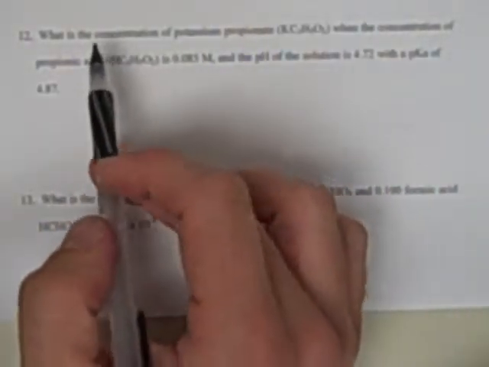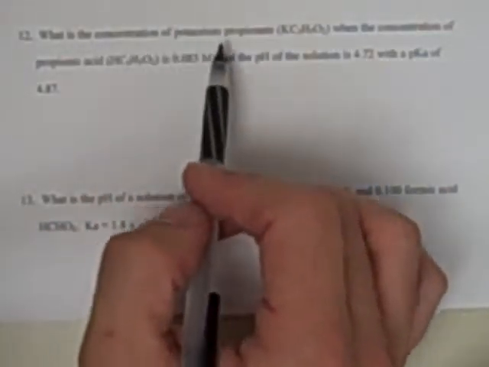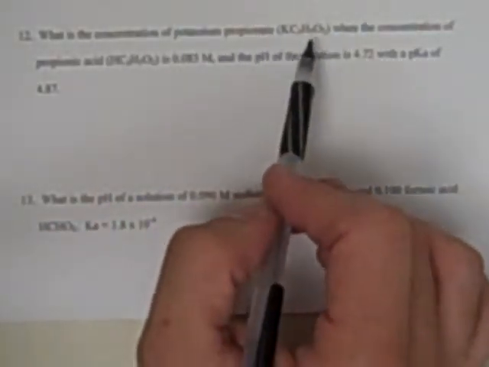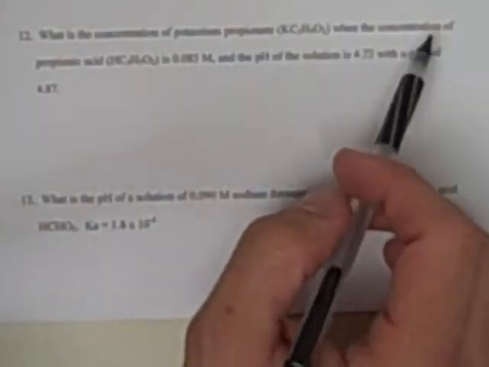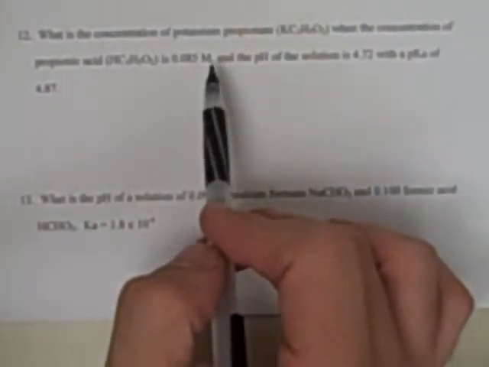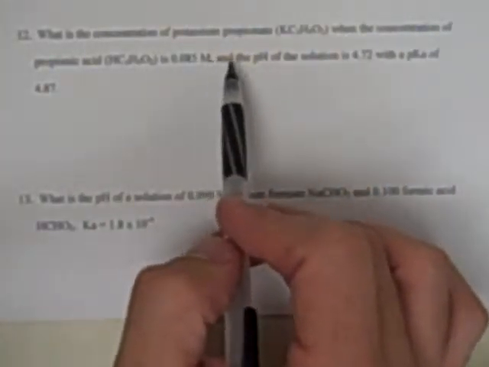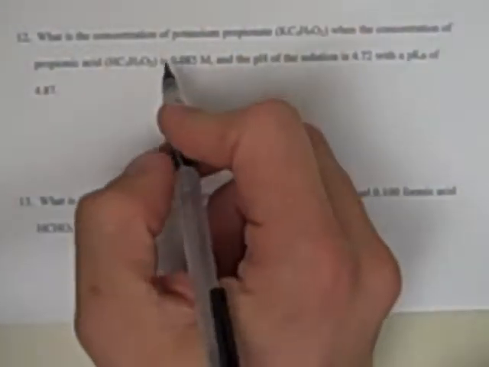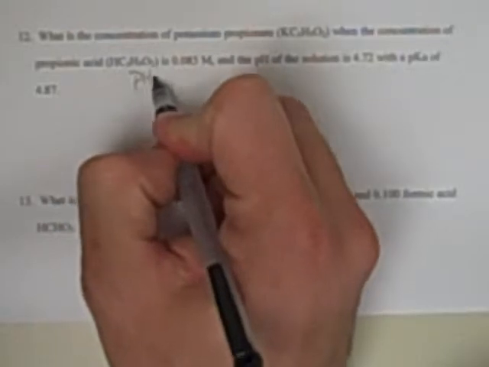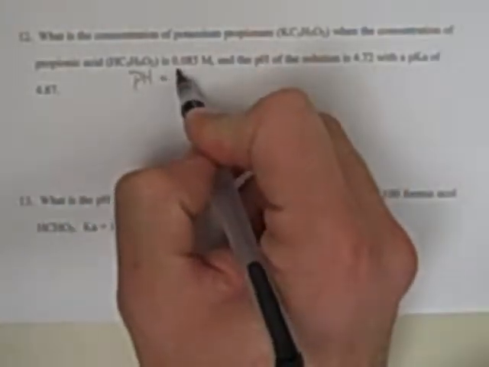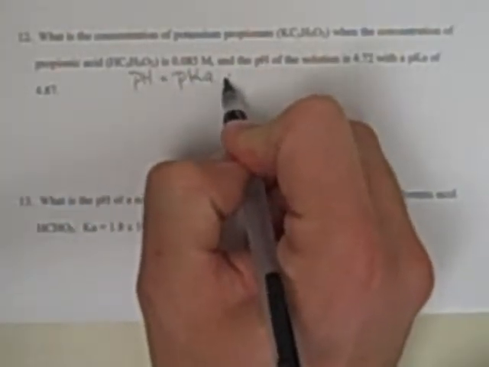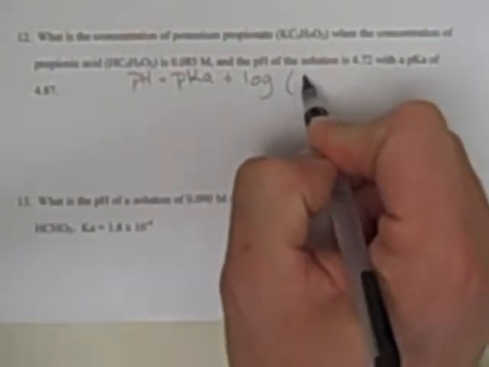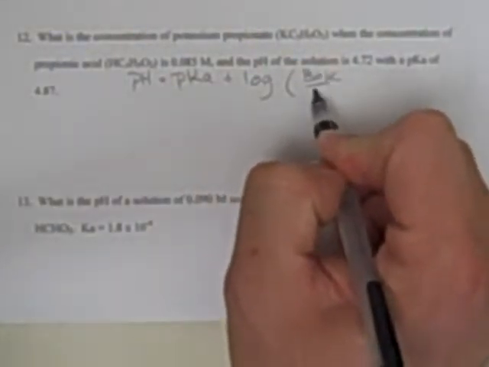number 12. So question number 12 is asking what the concentration of potassium propionate is when the concentration of propionic acid is 0.085 moles. I gave you the pH and I gave you the pKa. So once again, this isn't too bad. I just put in my Henderson-Hasselbalch: pH is equal to pKa plus the log of my ratio of base to acid.